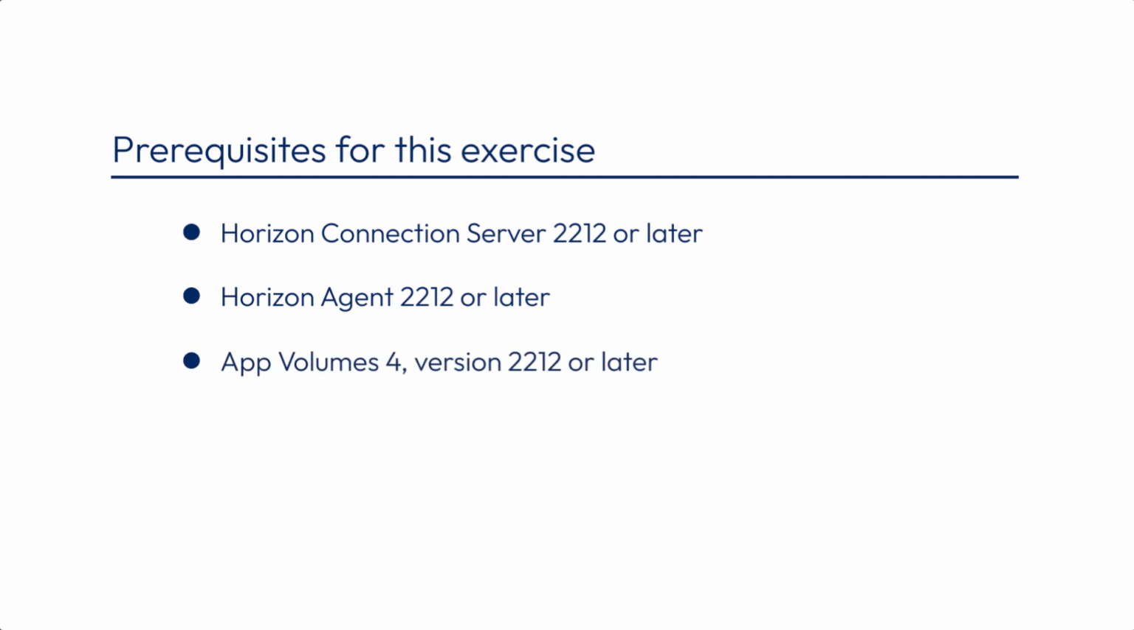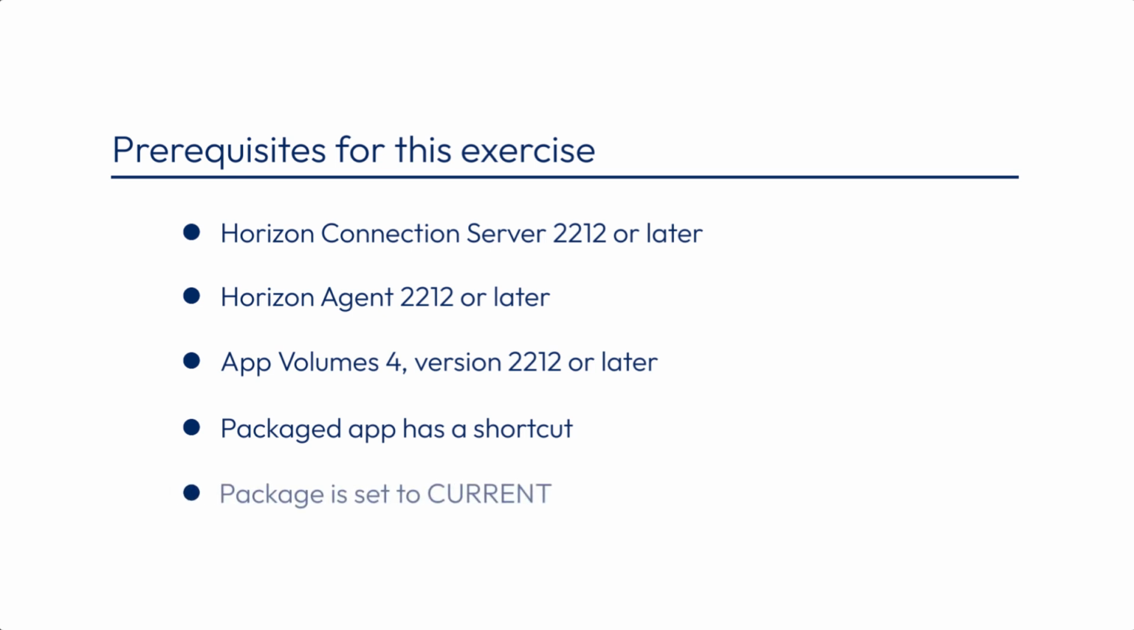For App Volumes, you need App Volumes 4, version 2212 or later, and you need to have created an app package using an application that has either a start menu shortcut or a desktop shortcut. There needs to be a shortcut that the user can click because that's how the delivery process gets started. In App Volumes Manager, you have to set the package to use the current marker. That's how Horizon knows which packages to make available for application pools.